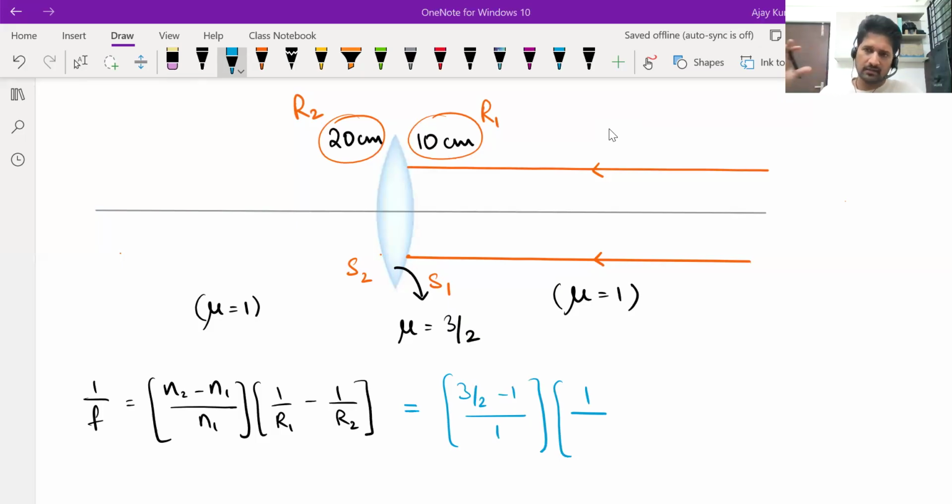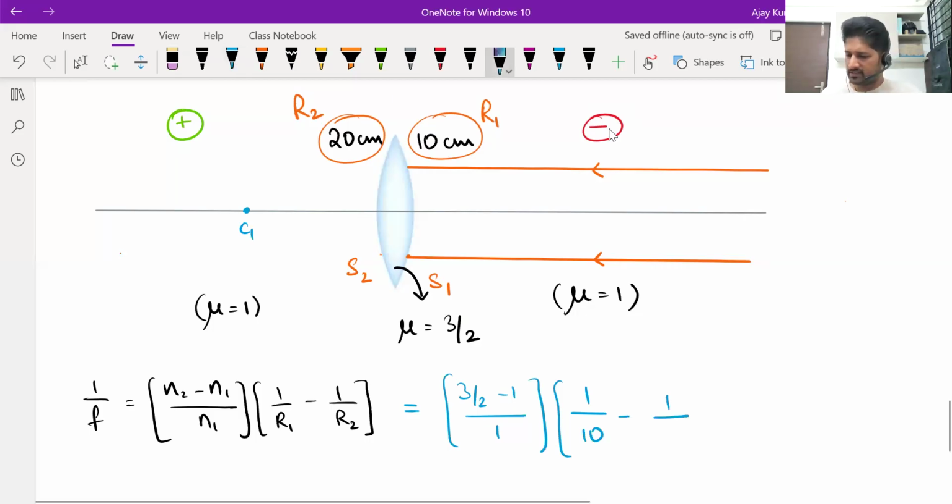Incident rays are traveling to the left. So any distance to the left of the lens is positive this time. Any distance to the right is negative. And the center of curvature of the first surface is on the left side, C1. So it will be plus 10, minus 1 by R2. Center of curvature of the second surface is on the right side, C2. Right side is negative, so minus 20.